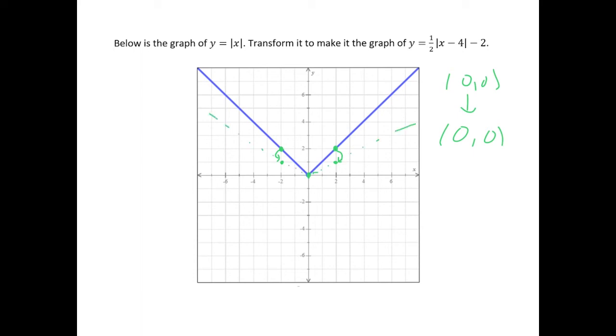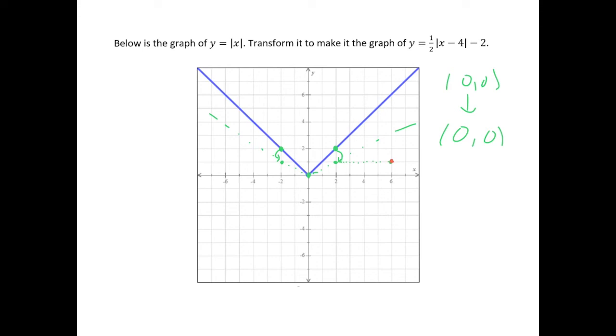And now we'll think about what happens to these points if we shift by subtracting 4 on the inside of the absolute value and subtracting 2 on the outside. Well, subtracting 4 inside the absolute value is going to shift every point 4 units to the right. So this point is going to go 1, 2, 3, 4. So this is my new point that's on the graph.